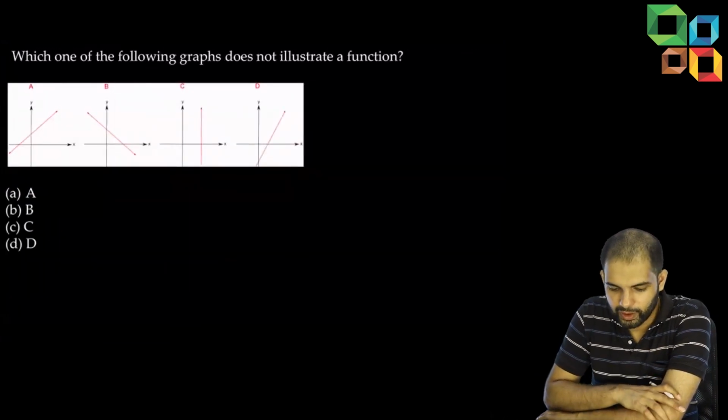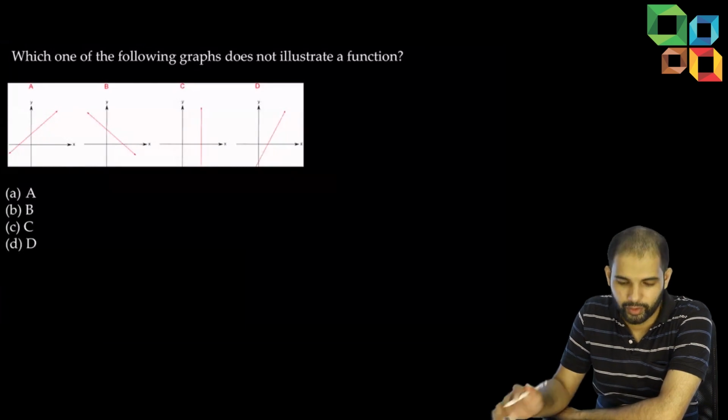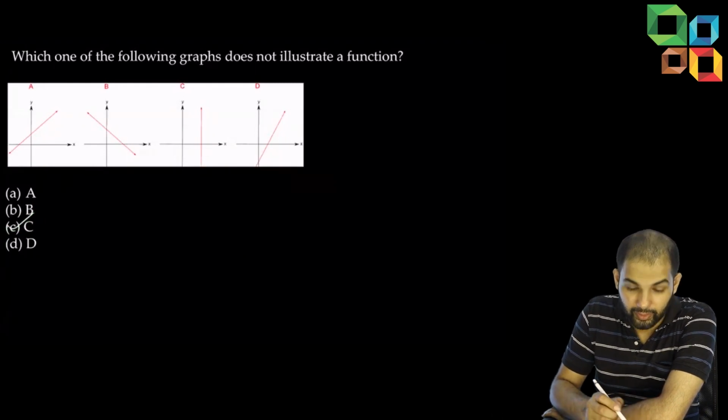Which one of the following graphs does not illustrate a function? Now we have seen a lot of graphs. Can you tell me which of the graphs is not a function? Okay. All of you are answering C. C is correct. Any justification, anyone?